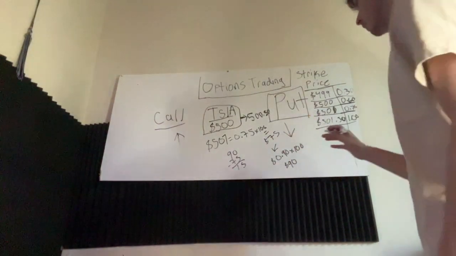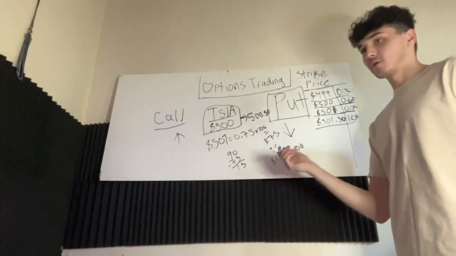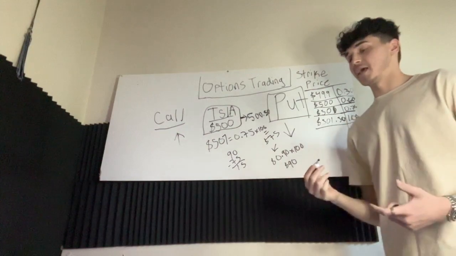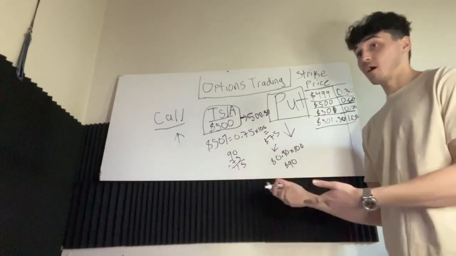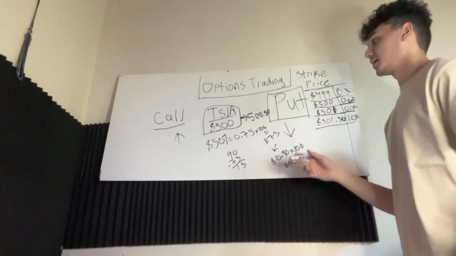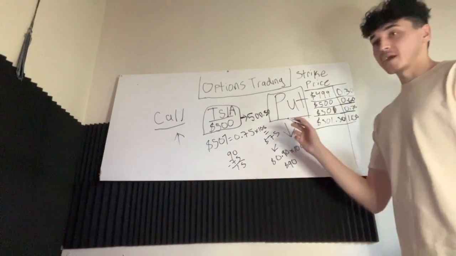$25 profit. Same thing, $25 profit, and then obviously you would times that by whatever the amount of contracts that you would buy if you did buy an extended amount. So that's the strike price.